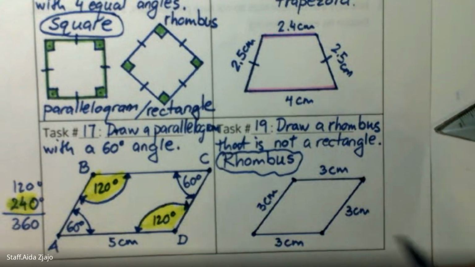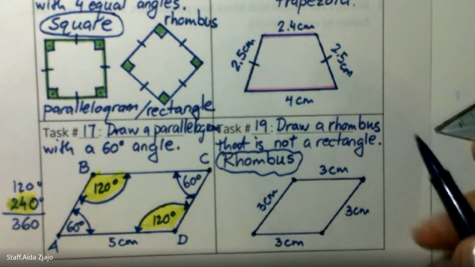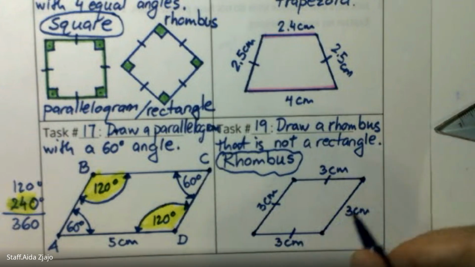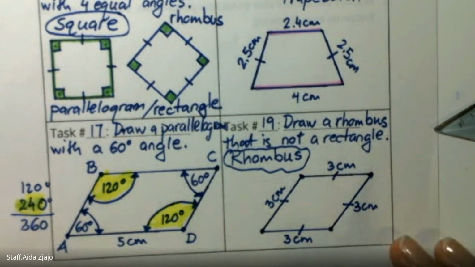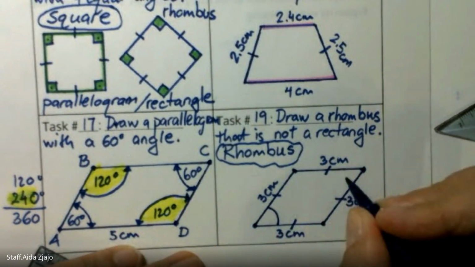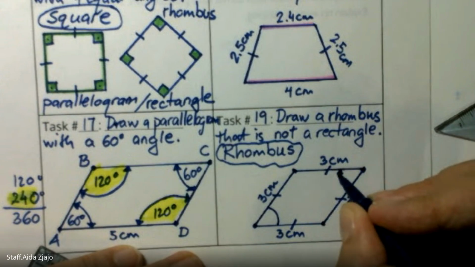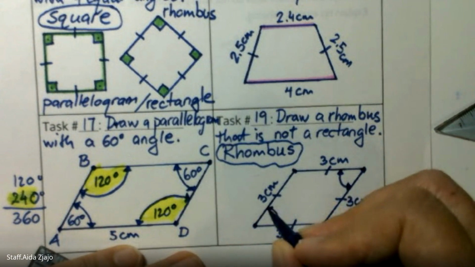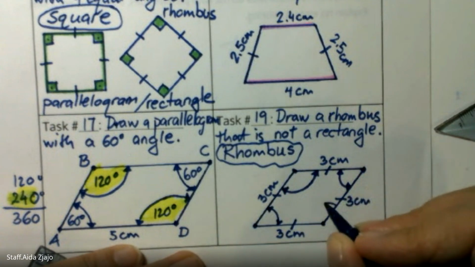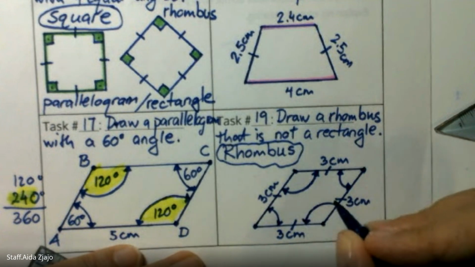This is a rhombus with congruent sides. This is congruent to this, and this. So all are the same sides, and opposite angles are congruent. So these are two acute angles, and these are two obtuse angles. Opposite angles are congruent in a rectangle, in a rhombus.